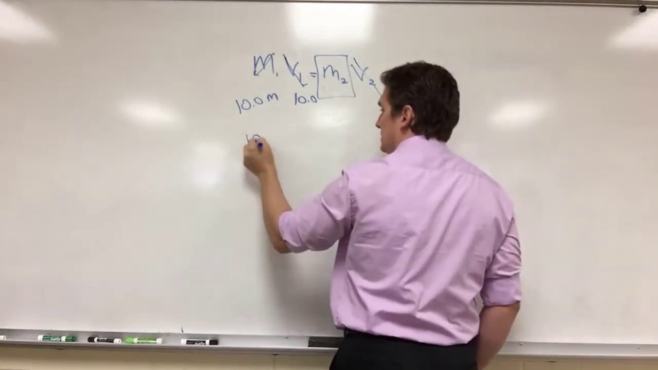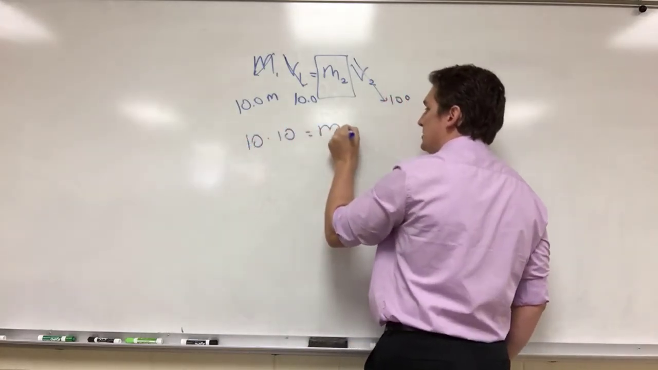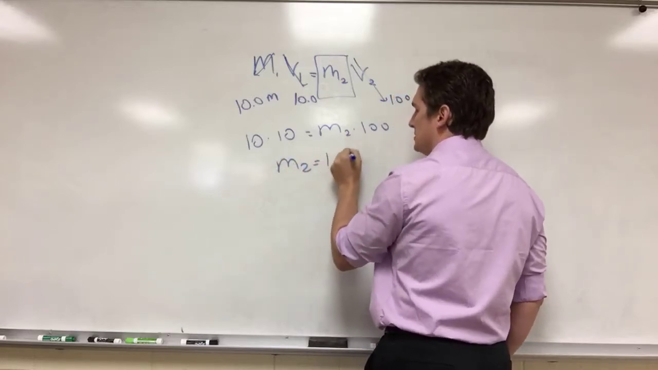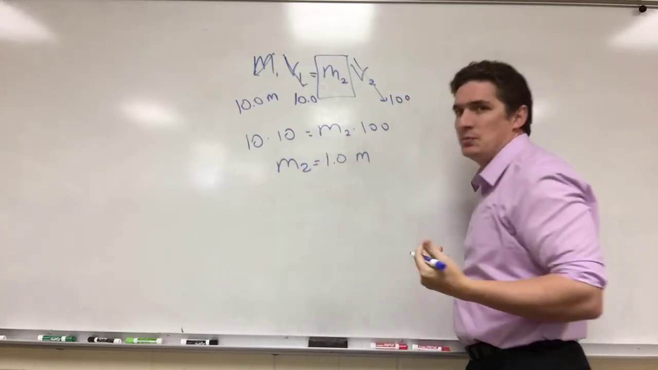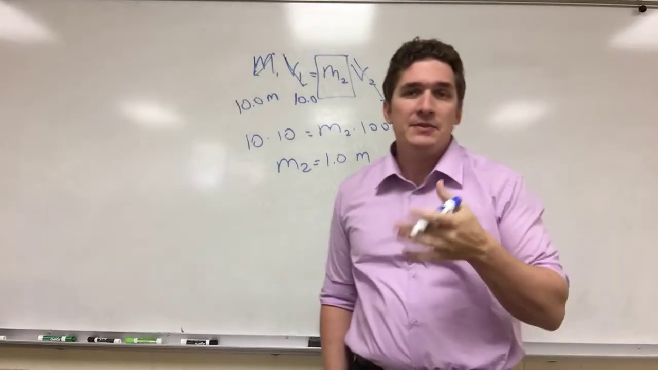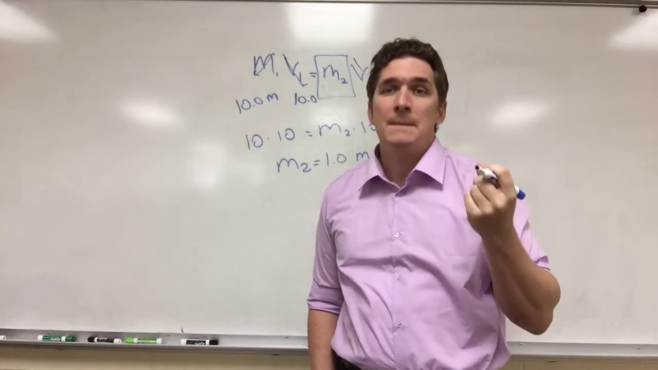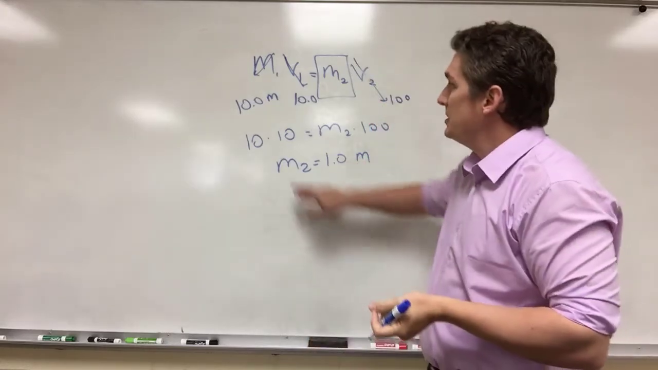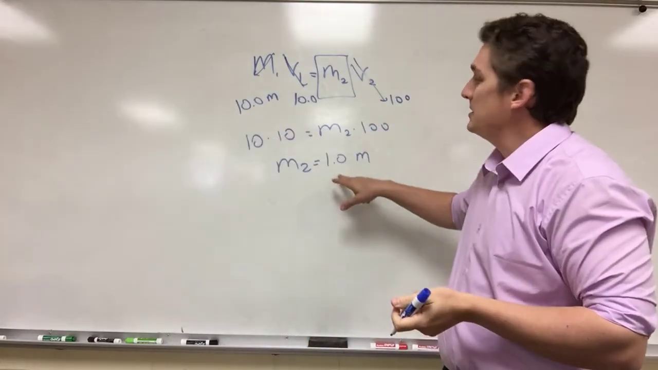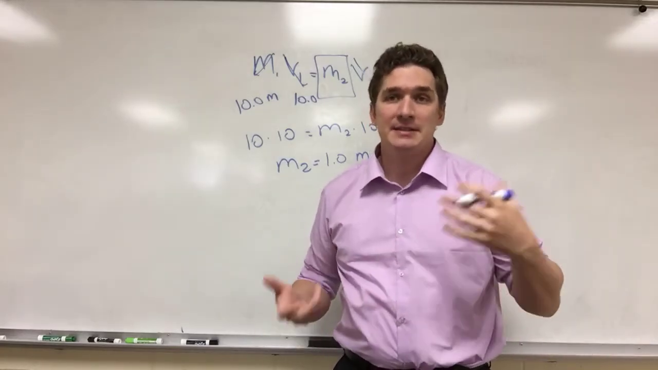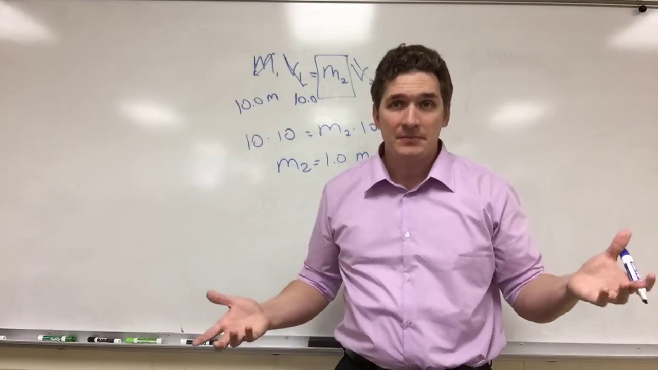So I get 10 times 10 equals my unknown concentration times 100. So when I rearrange, I get my final concentration is 1.0 molar. So this is how the dilution formula works. 3 of the 4 variables had to be specified. Make sure your answer is consistent. My starting concentration is 10 molar, my final concentration is 1 molar. That makes sense. I'm diluting it, I'm making it less concentrated. So that's the dilution formula.